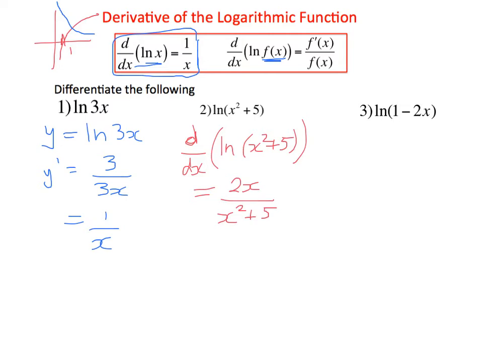In number 3, we are differentiating the log of 1 minus 2x. So maybe we'll do different notation as well here. We'll let y equal log of 1 minus 2x, and then we want to find the derivative, which is dy dx, and it'll be the derivative of 1 minus 2x, which is negative 2, over 1 minus 2x. And that can't be simplified any further.